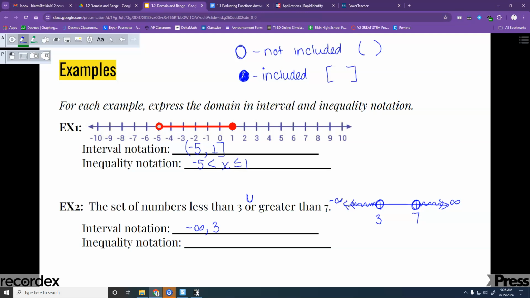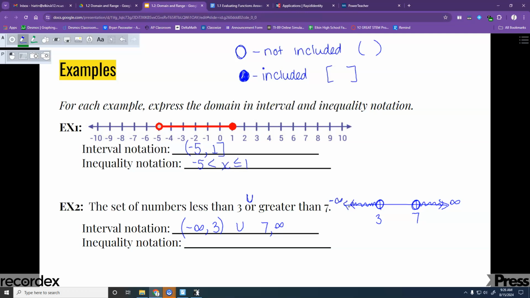Now let's think about whether we need parentheses or brackets. If you have an infinity, you always have to use a parentheses because it's not included, because you can't ever make it to infinity, right? And then over here with the 3, Kaylee, what do you think? Should I use a parentheses or a bracket for that one? Parentheses, because it's not included, so I'm going to use a parentheses there. So then I've got a gap. At that gap, I'm going to put my union symbol saying nothing here, right? It's this or this, not the stuff in between. And I'm going to start back up at 7 and go all the way up to positive infinity.